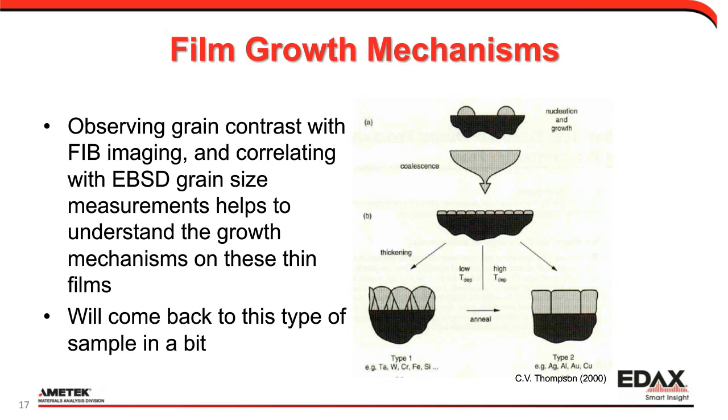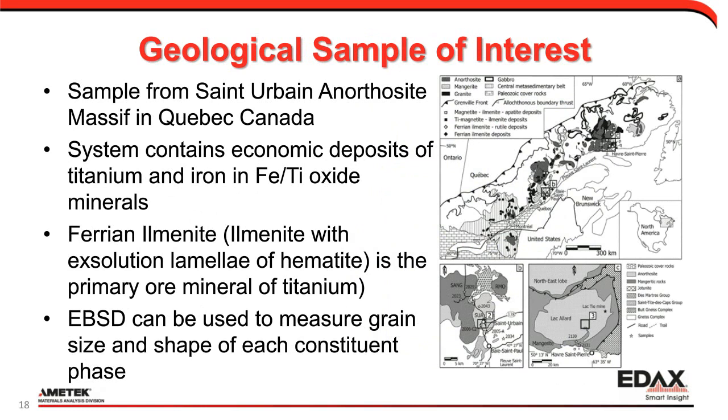So we'll come back to this type of sample in a little bit, but I wanted to shift gears and we'll talk about a geological sample. This is a piece of material that has titanium and iron in for economic interests. And so it has an ilmenite phase and a hematite phase that is used for commercial extraction. And so the goal was to use EBSD to measure the grain size and shape of these constituent phases.